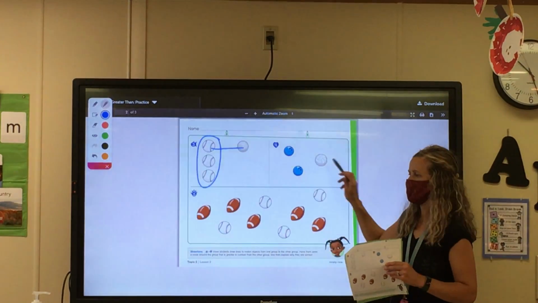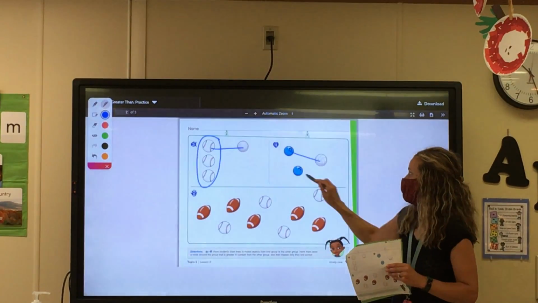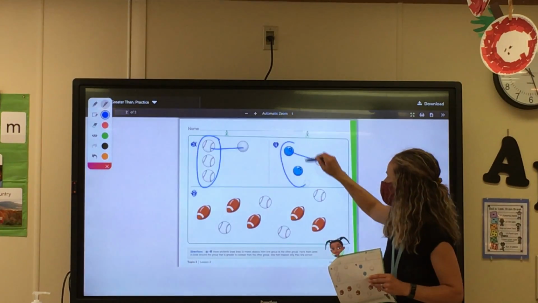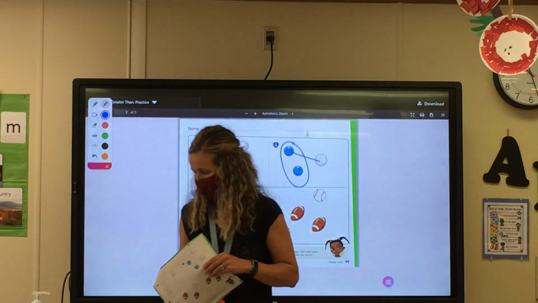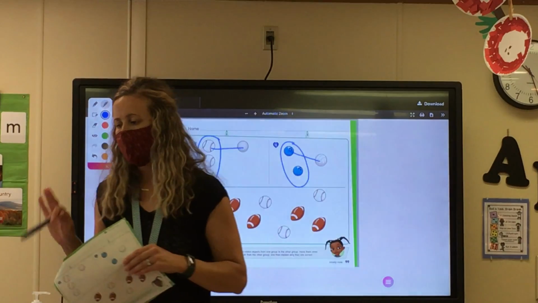Which is greater? Bowling balls or volleyballs? Bowling balls, when I match 1 to 1, I saw an extra bowling ball, don't I? Very good. So we're gonna circle the bowling balls. Great, okay. Now at the bottom, be careful.